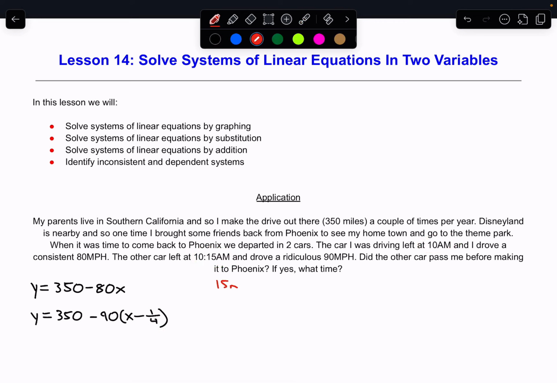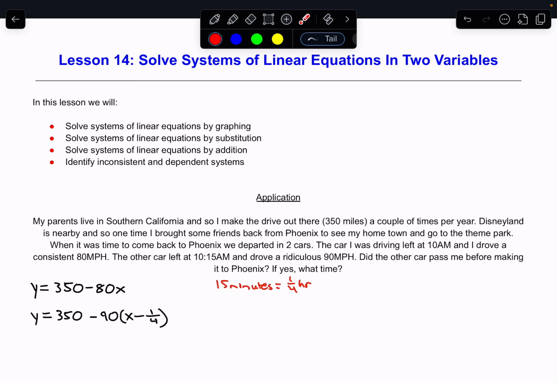Okay, so 15 minutes equals 1/4 hour. And so this x minus 1/4 part says for every x hours I've driven, they've driven 1/4 of an hour less. So for example, if I've driven 2 hours, x for me would be 2, but if I plug in 2 hours for them, they've actually driven 2 hours minus 1/4 hour, which would be 1 hour and 45 minutes. So what I'm doing here, this x minus 1/4, is just subtracting that 15-minute difference.